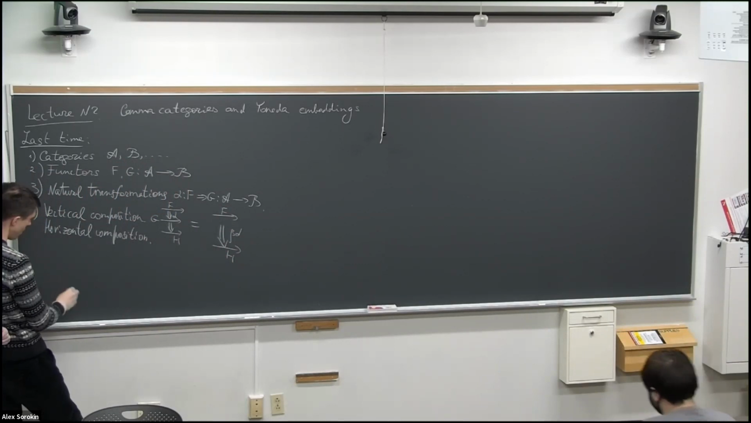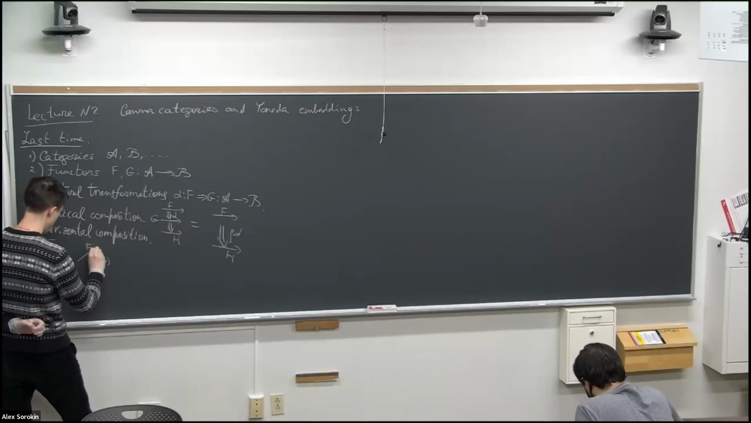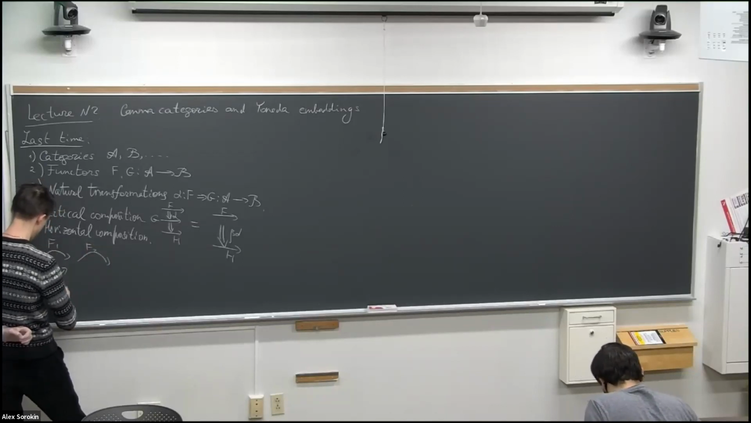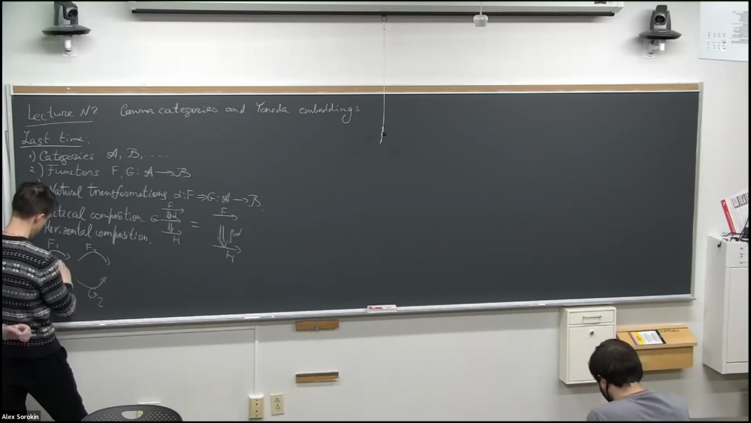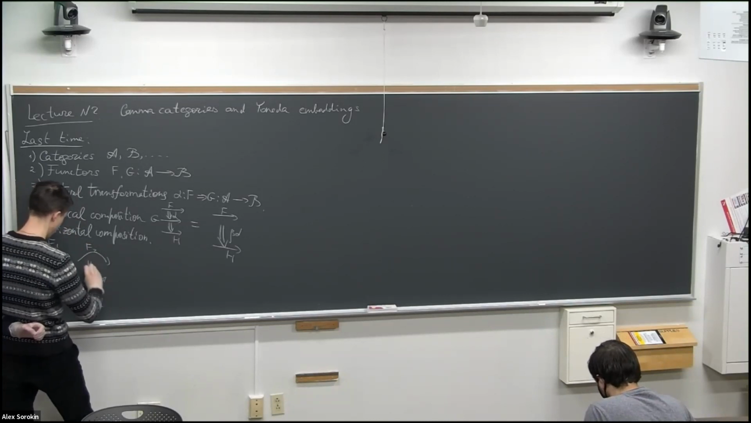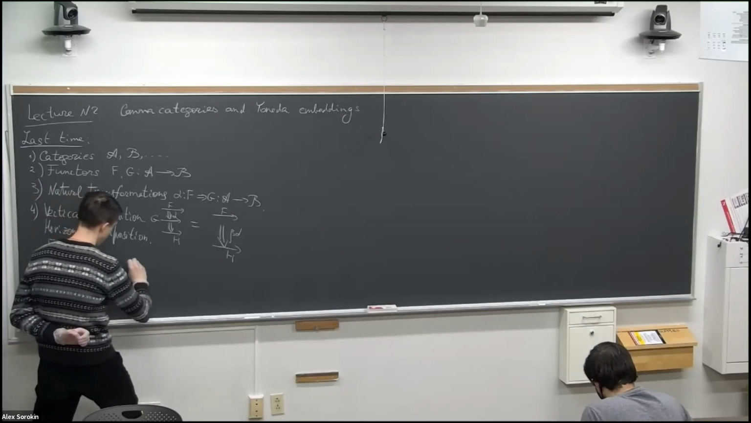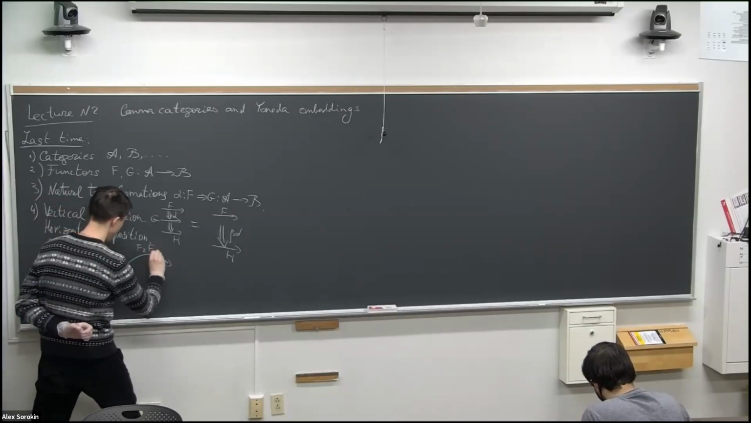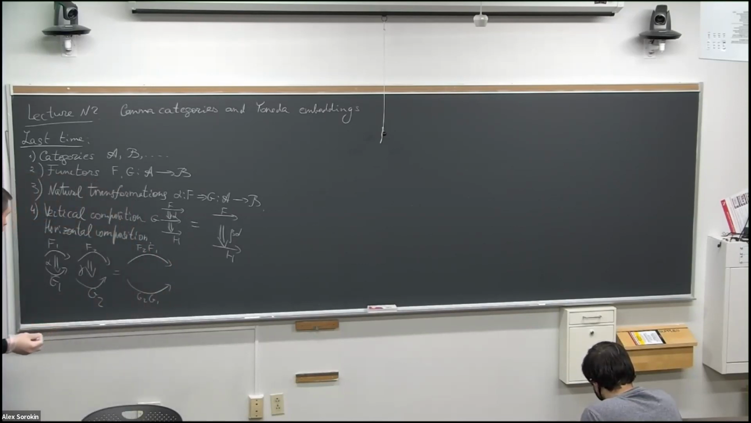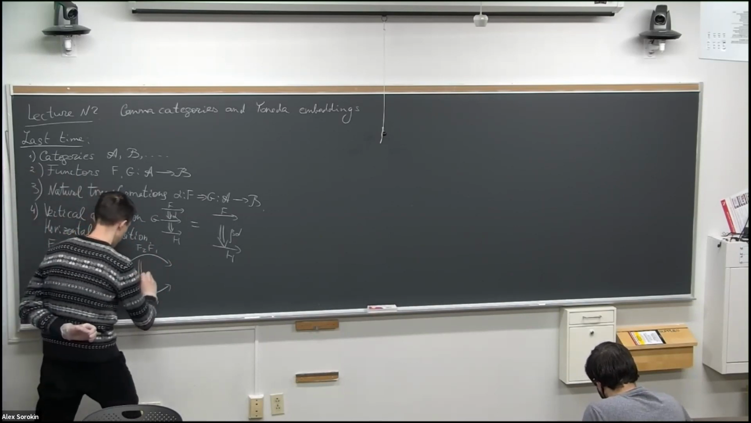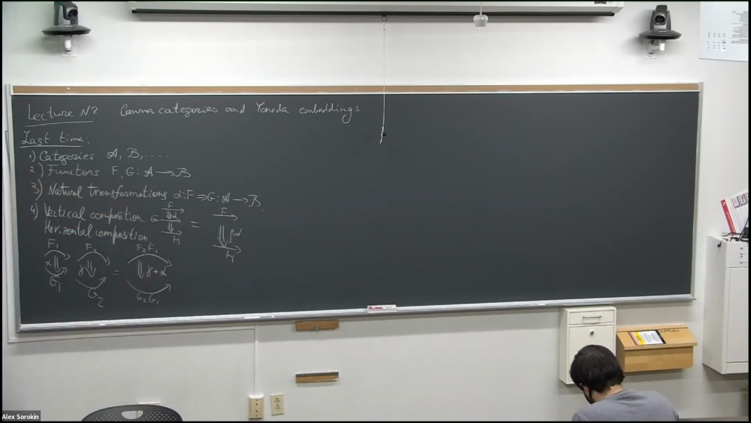If we have 2 functors, F1, F2, G1, G2, here we have alpha, here we have gamma. Then we can make a natural transformation between F2 F1 and G2 G1. And this will be called gamma star alpha. So horizontal composition. This we already know.